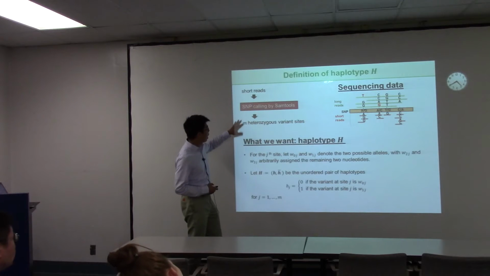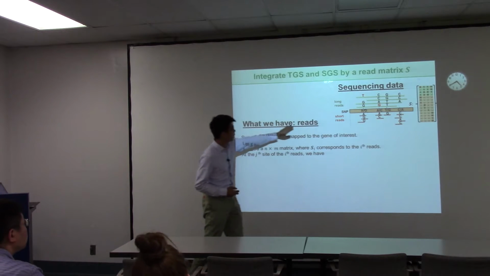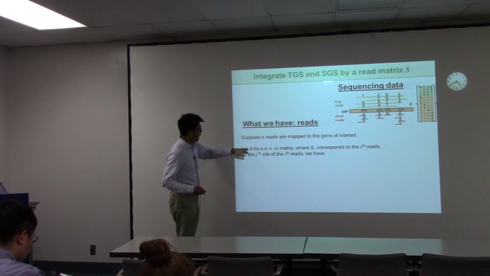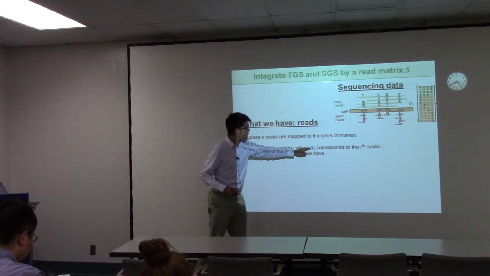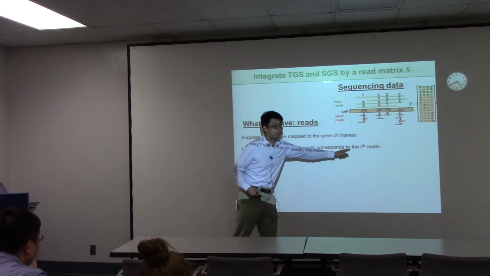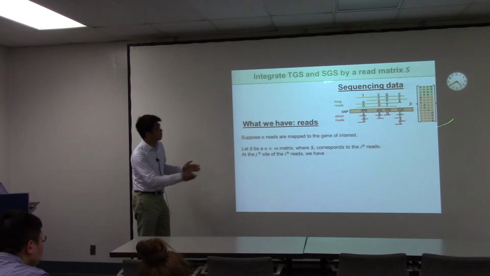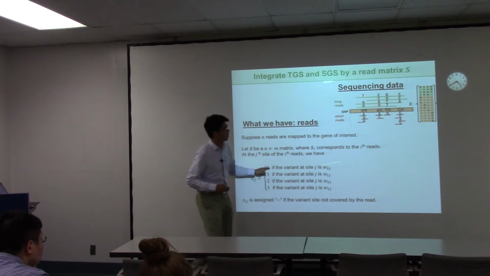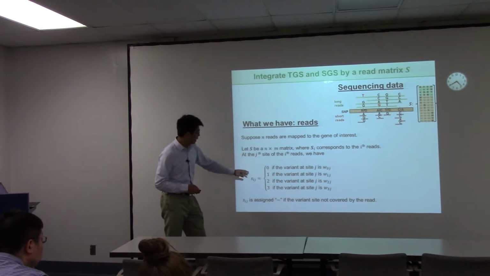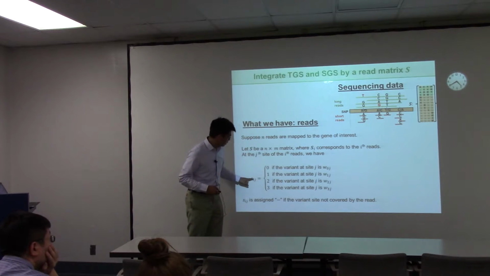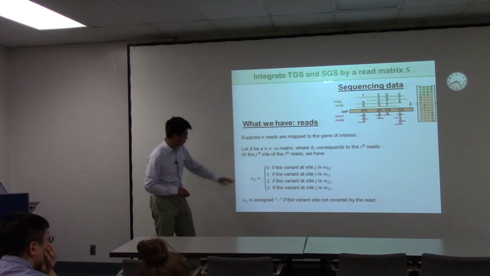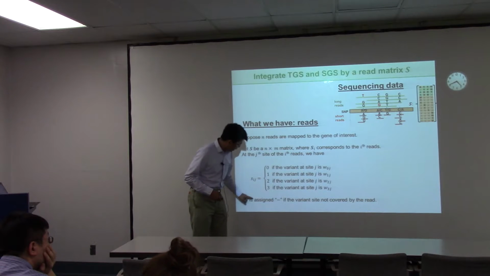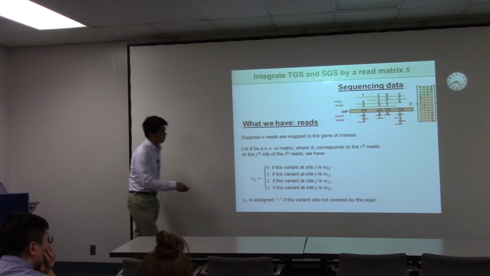This is how we define what we want to solve, and this defines what we have on hand now. Suppose you have n reads, and let S be an n by m matrix, and the i-th row of this matrix corresponds to the i-th read. It's very straightforward. Let Xij equal 0 if it matched the reference allele at read i, position j, and assign 1 if it matched the alternative. If it is one of the other 2 nucleotides, we will assign 2 or 3. If we cannot cover a position, we will assign a hyphen here.